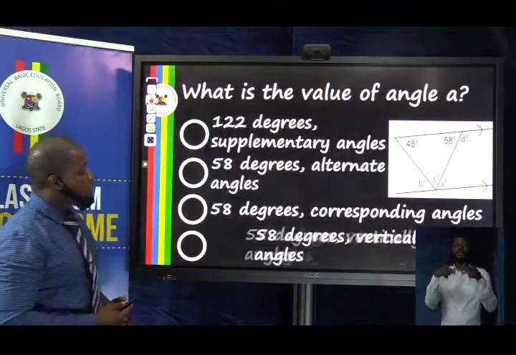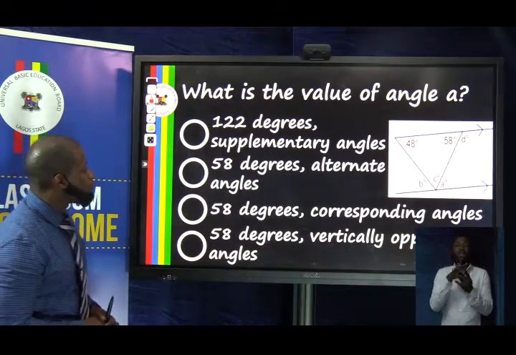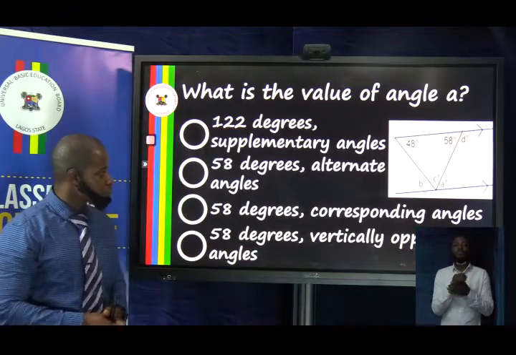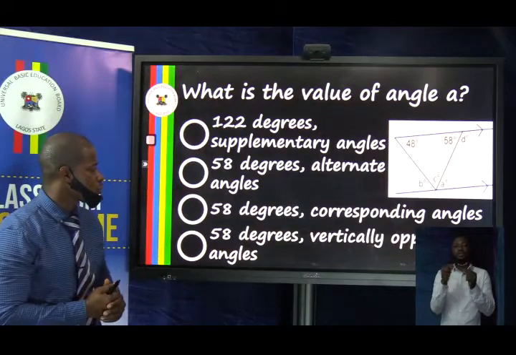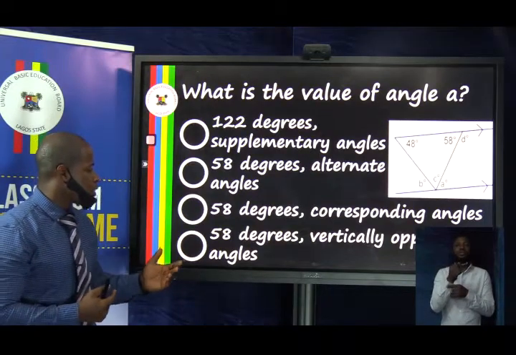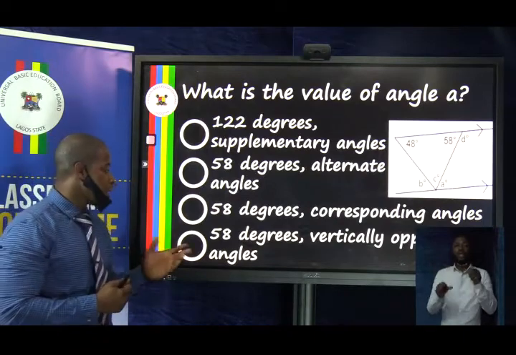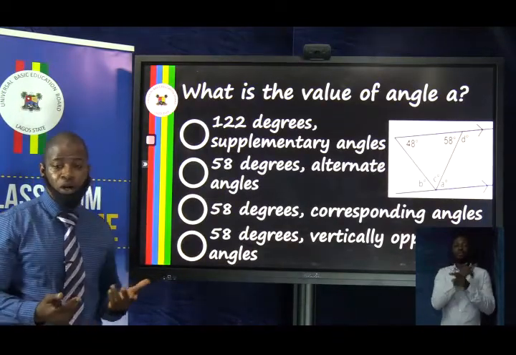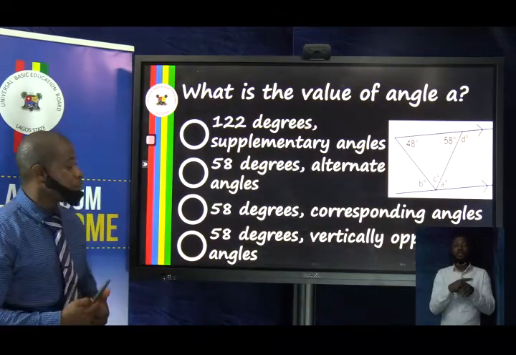What is the value of angle A in this diagram? It's actually very simple. The options are: A is 120 degrees because they are supplementary angles. Second says A is 58 degrees because they are alternate angles. Third one says A is 58 degrees because they are corresponding angles. And the last one says A is 58 degrees because they are vertically opposite angles. Obviously, there is no calculation involved. Have you found your answer? Without wasting time, let's unveil it.